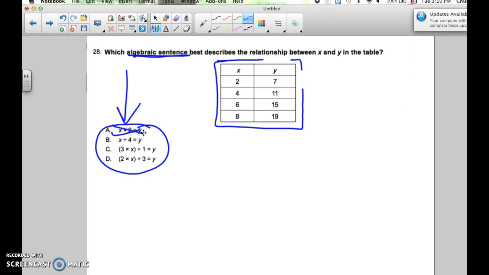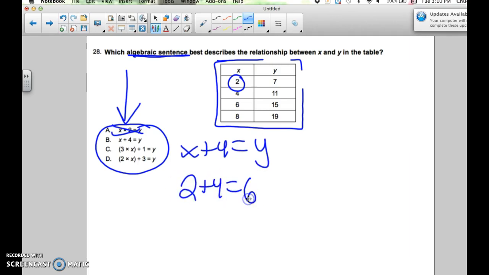So now we take x plus 4. So, okay, 2 plus 4 is 6. Okay, so we substitute the 2 in for the x. 2 plus 4 equals 6. Does that match my pattern? No. So that one can't be correct.